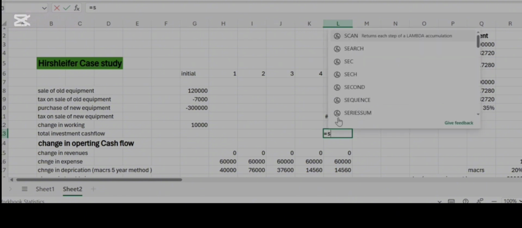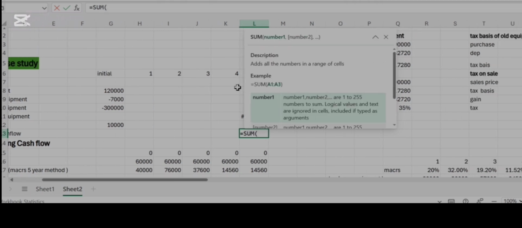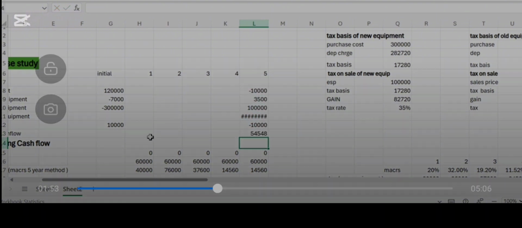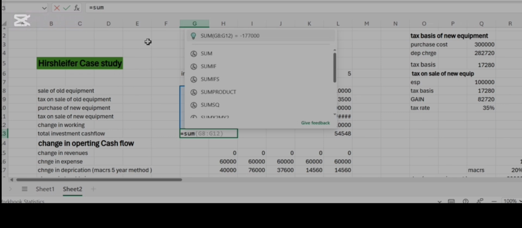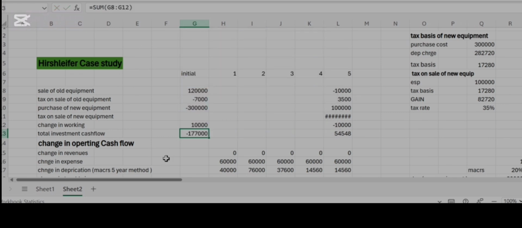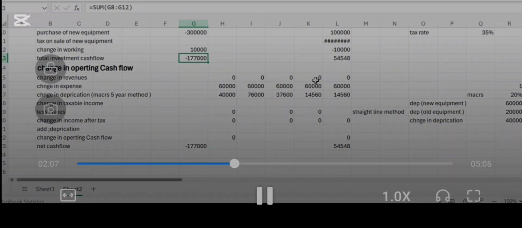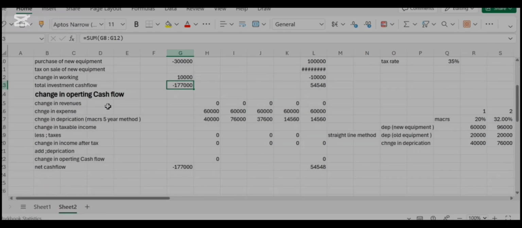That is it. And the working capital, initially that is our asset 1 lakh, but when we sell it, there is a cash outflow. So we calculate the total investment cash flow by adding all the cash flows. So our total investment cash flow is here. Now we calculate the change in operating cash flow. So we calculate the operating cash flow.